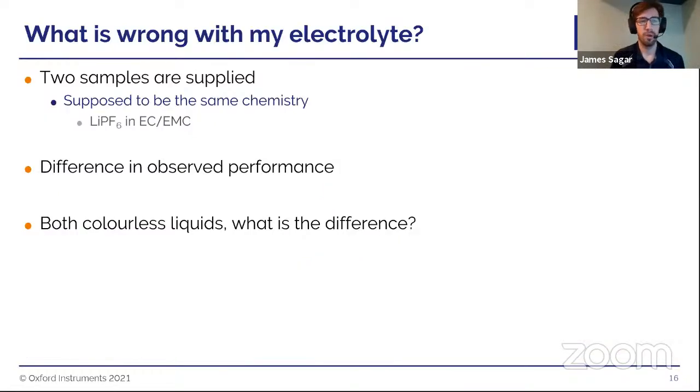Now, we were also given another challenge. So a question of what's wrong with my electrolyte. We were given 2 samples that were supposed to be the same chemistry, lithium hexafluorophosphate in ethylene carbonate and ethyl methyl carbonate. But when placed in a final cell, there was an observed difference in the performance. So both were colorless liquids, quite difficult to test what the differences were. So what was that difference, and could benchtop NMR give us the answer?